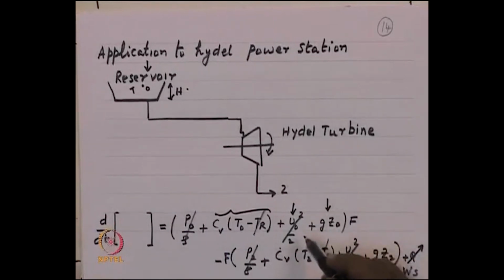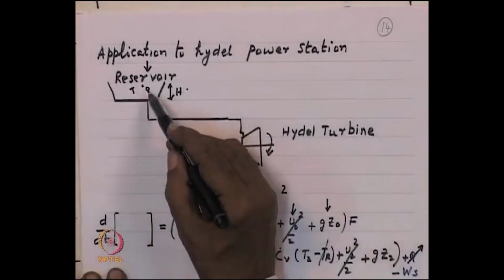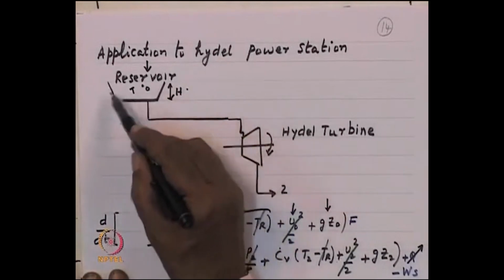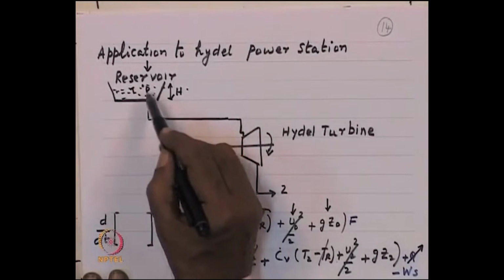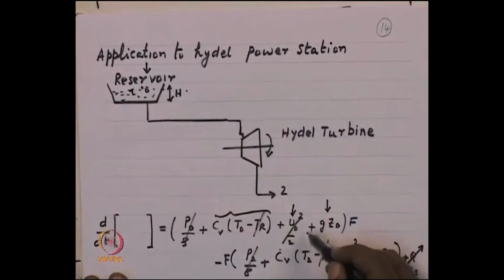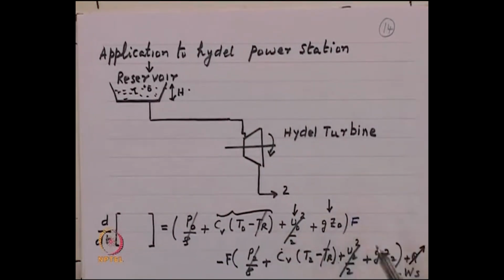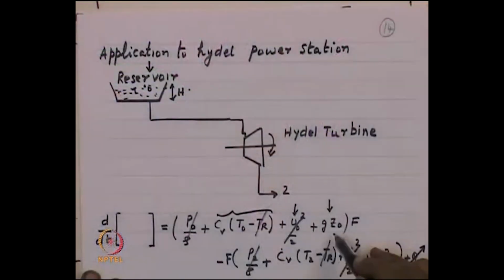In this particular case, if you assume that the velocity of the fluid at the surface of this reservoir is not very high, not very important, then this term u naught squared can be neglected. Why can we neglect this? Because at the top of the reservoir, you have fluid essentially at rest or maybe moving at small velocities, so for our purpose we can take it as 0. Or in other words, u naught is 0. What is g z naught? It is the potential energy at which water is available. g z naught is the amount of potential energy.